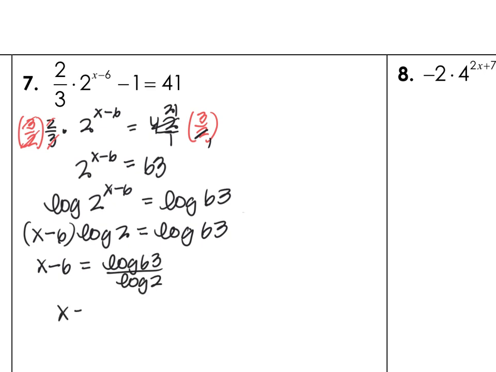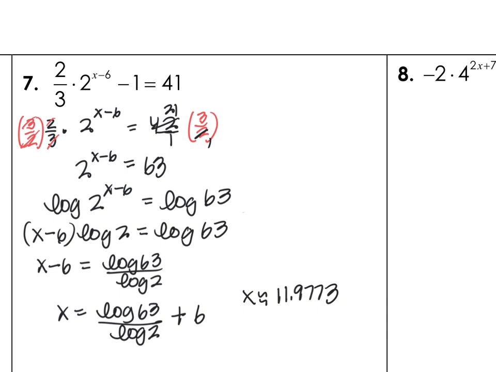And then add the 6 to both sides to get x by itself. So some of them aren't too bad. It's just new for you. Okay, so there's our exact answer. And our approximate, once you plug that in the calculator, should be 11.9773. So just double check you can get that value.